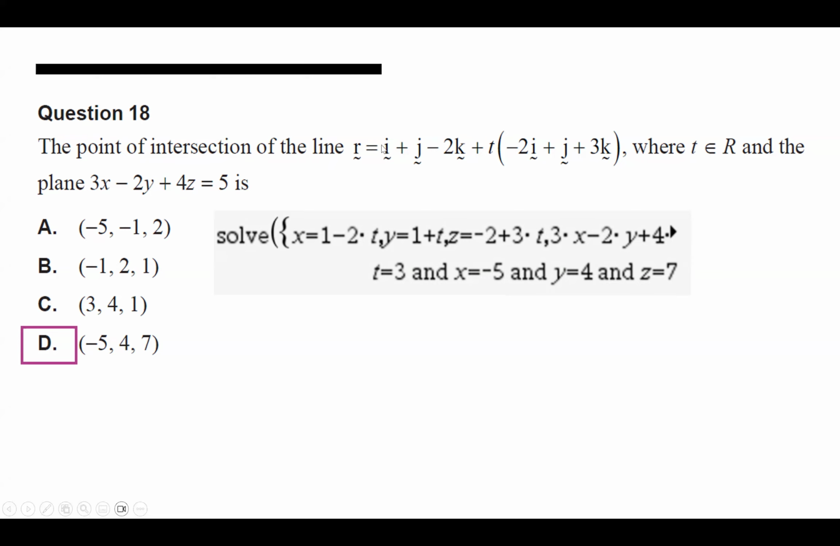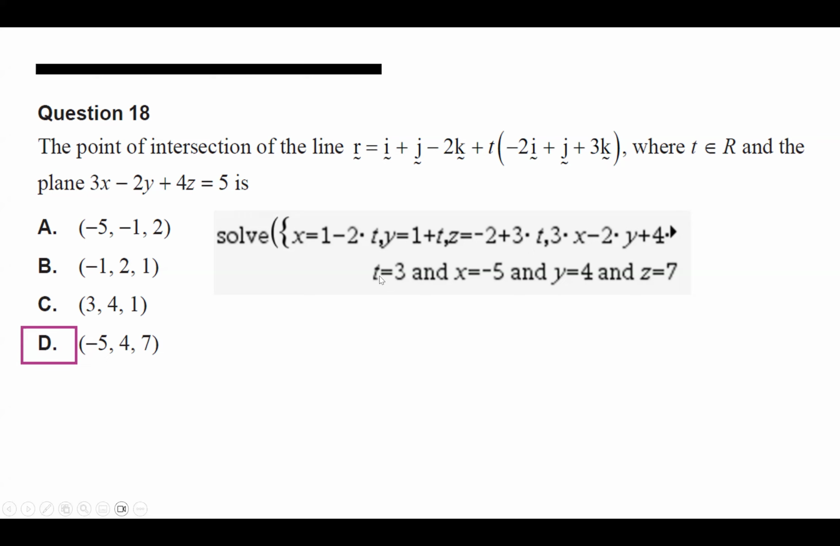Another equation is x equals 1 minus 2t, y equals 1 plus t, and z equals minus 2, see the minus 2 here, plus 3t. So basically what the CAS calculator did was write out x, y, z in terms of t, and then substitute all of them into the plane equation so you can find t equals 3. And then this t value goes into the x, y, z components and finds the coordinates.